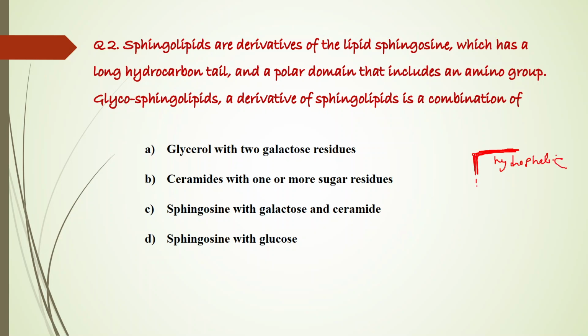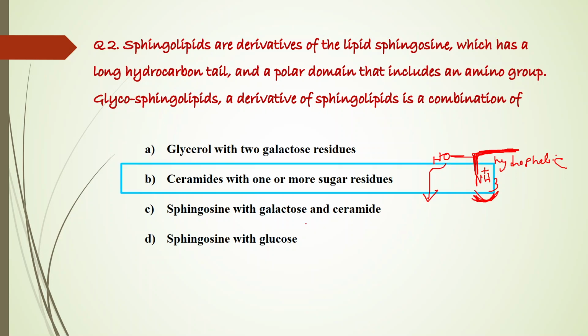It does have an NH3 plus which can attach with different amino acids, and there again you have an OH group that you can further functionalize. So what will you call glycosphingolipids? I have one answer I can see. Yes, absolutely, the correct option should be option B, that is ceramides with one or more sugar residues.